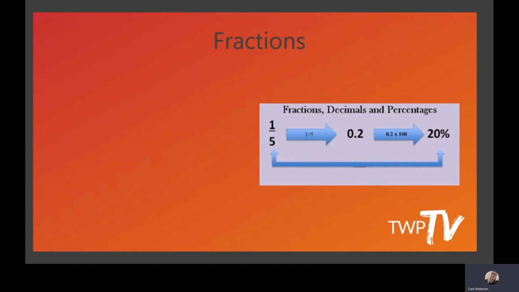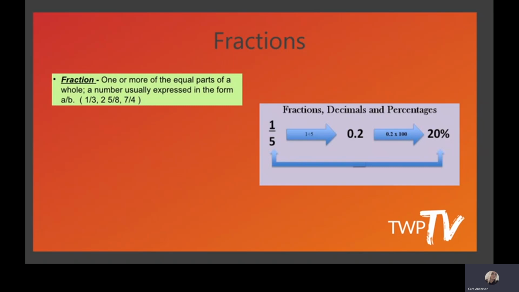As you'll see from this image, if you start with 1/5 as a fraction, and you divide, so you do 1 divided by 5, that gives you 0.2, so it's converted into a decimal. If you then times 0.2 by 100, because it's 100%, that will give you 20. So 20% is the same as 0.2 as a decimal, which is the same as 1/5.